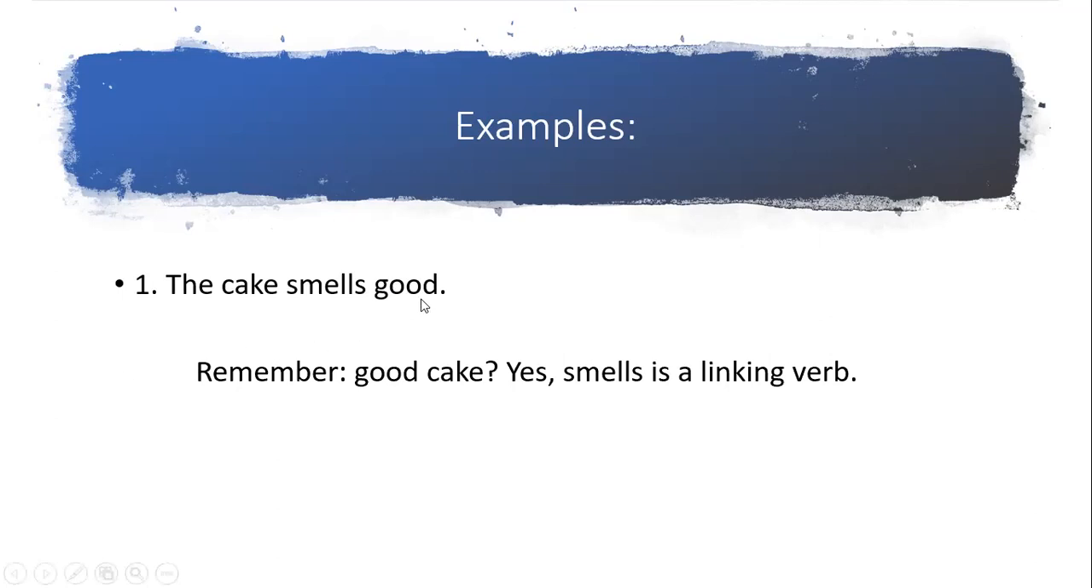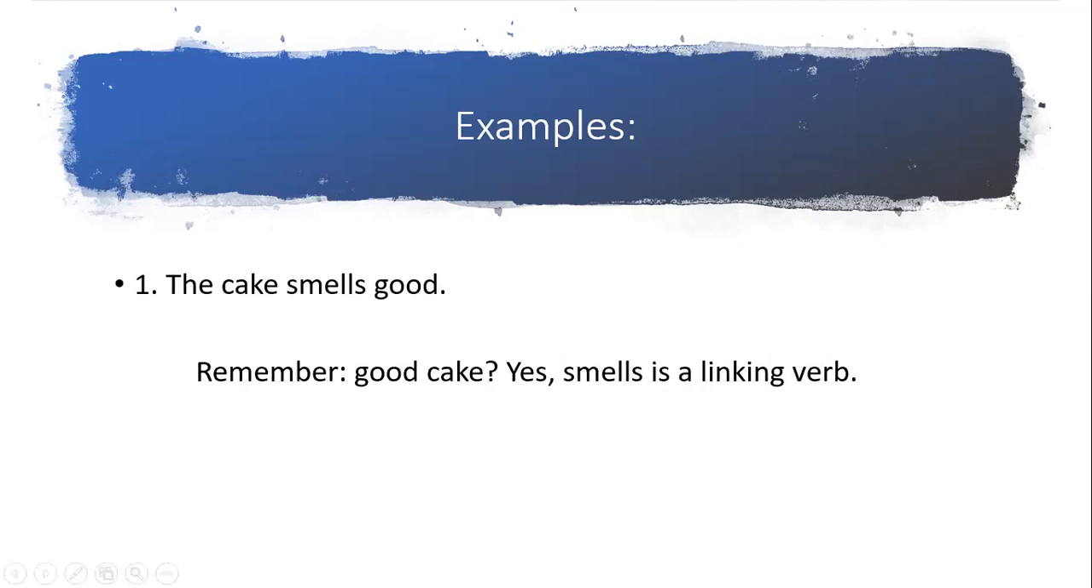Remember that when you identify an adjective in the predicate, you're going to place it before the subject, and then you're going to ask yourself, good cake? Good cake. That was a good cake. That was some good cake. Yes, and it does make sense because in this sentence, smells is acting as a linking verb. Yes, it is linking the word good to cake. It's telling you how the cake smells. It smells good. Okay, are you guys with me?